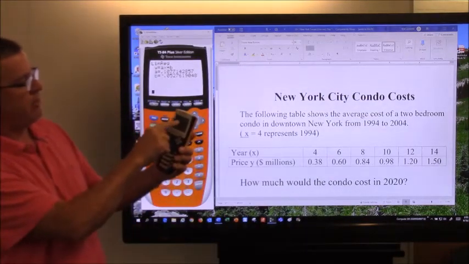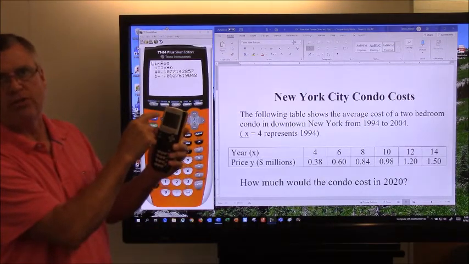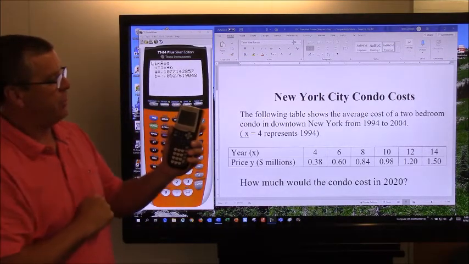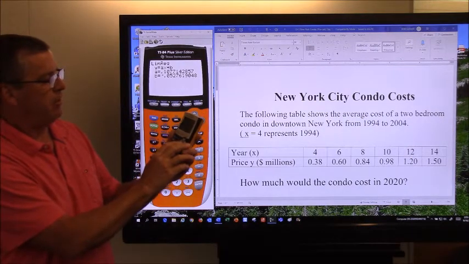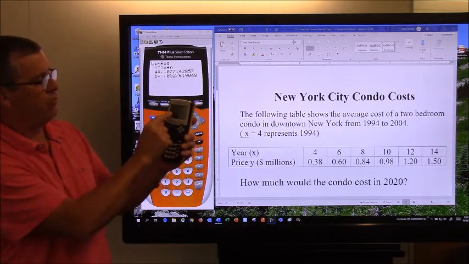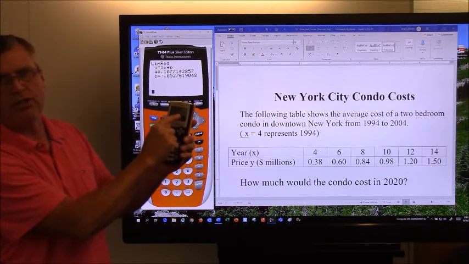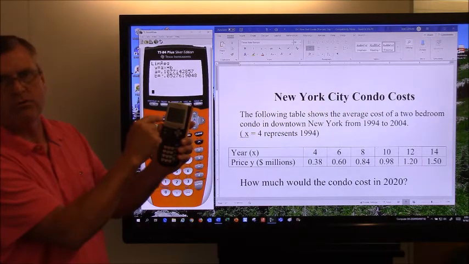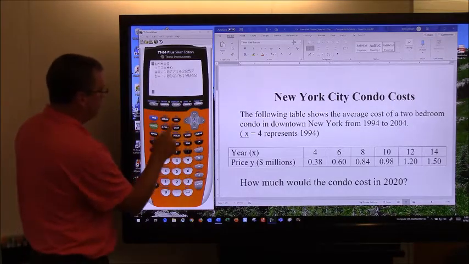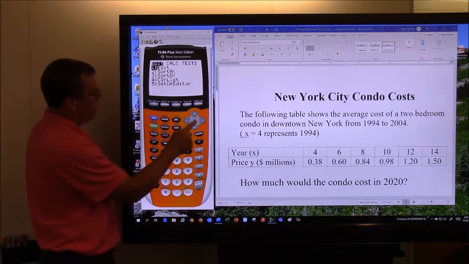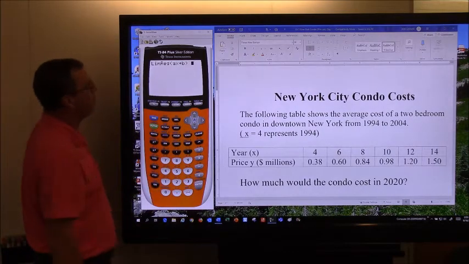You just want to make sure your X list says L1, that's where our X values are. Your Y list says L2, that's where the Y values are. But there's an important part here. You want to go down to where it says Store Regression Equation, RegEQ. We want to put our cursor right there. I'm going to clear this off and go back and get that command. So Stat, Calc, option 4.